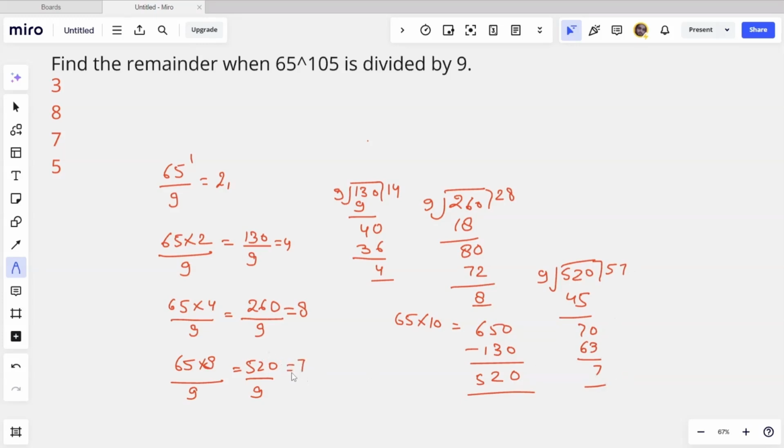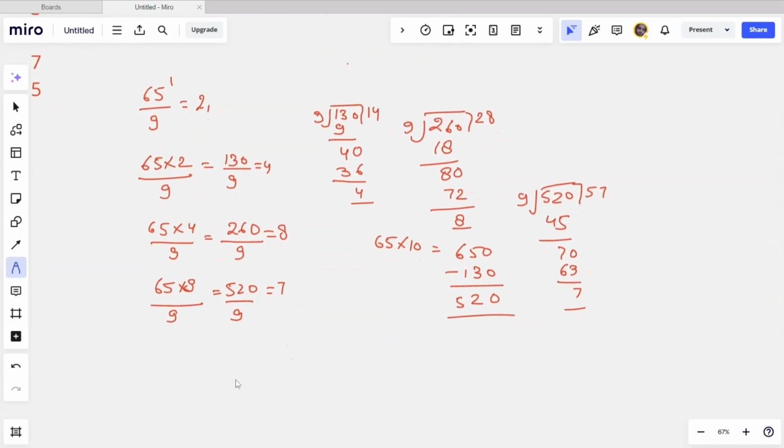Now let's try to find another remainder, which is 65 into 7 divided by 9. 7 times 5 is 35, 5 and 3 carry, it will become 455 divided by 9, and 9 times 5 is 45, and the remainder is 5. So the remainder is 5 here.